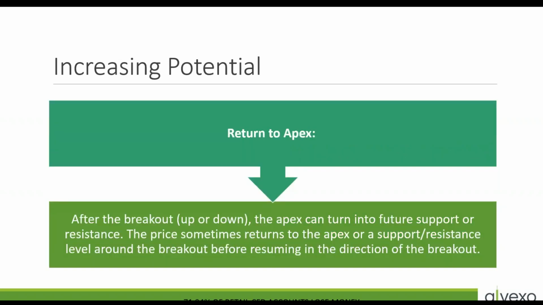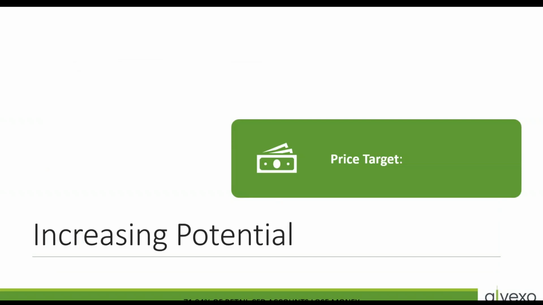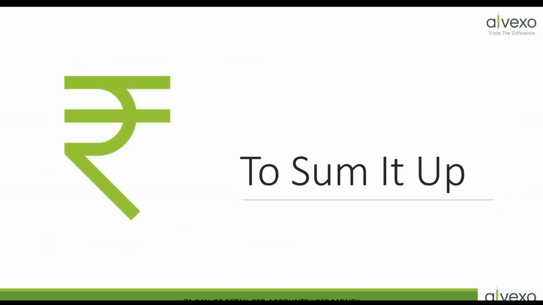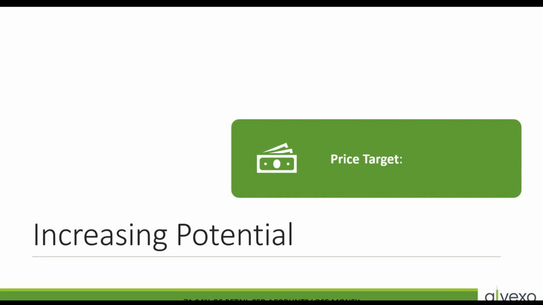Now, after the breakout, up or down, the apex can turn into future support or resistance, and price sometimes returns to the apex or the support or resistance level around the breakout before resuming the direction of the breakout. And this is hence why we wait for the close of that second candle. And then we also want to look at our price targets. If you take the base of your triangle and lay it on the breakout and say, okay, this is where my target should be, you'd be surprised how reliable that is.